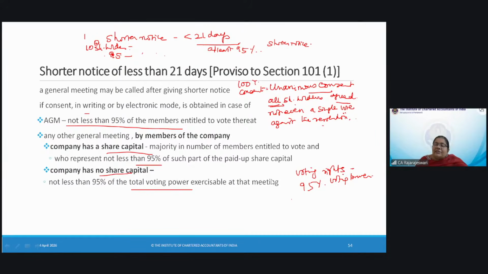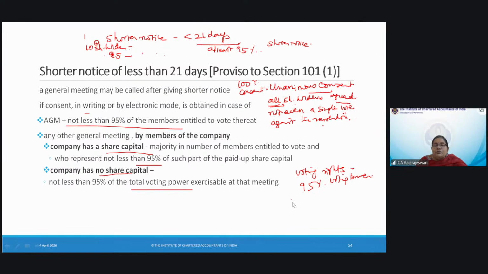Yes, ma'am, a shareholder who is entitled to receive notice but has not received it has every right to attend the AGM. That is possible.